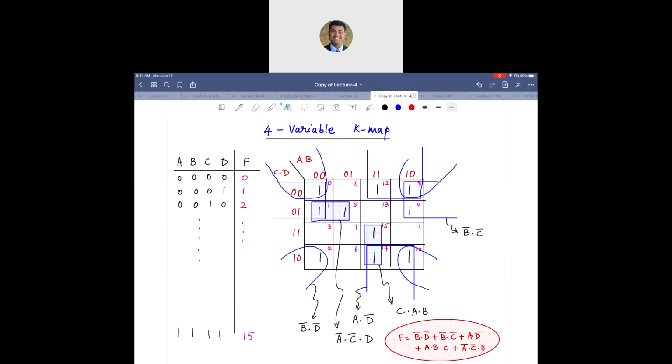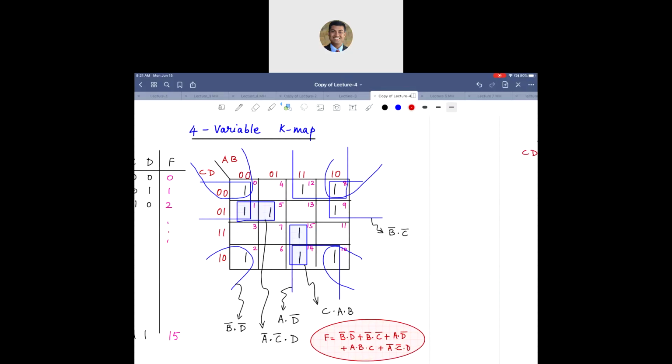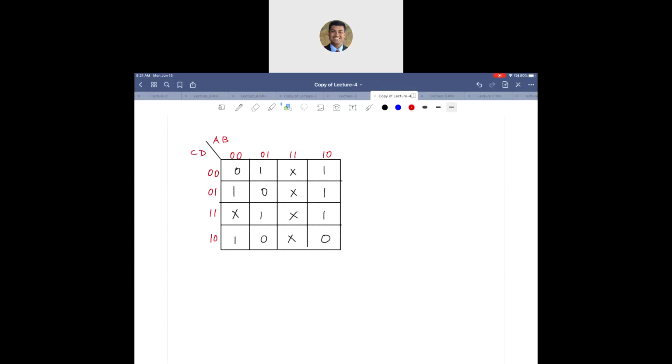All right, let's move on to don't cares. So now in another 4 variable K-map example, I have put don't cares in this. Remember, you will treat the don't care as 1 only if it helps you make a bigger group. Otherwise, you treat it as a 0. So your goal should be to make as big of a group as possible to cover all the ones.